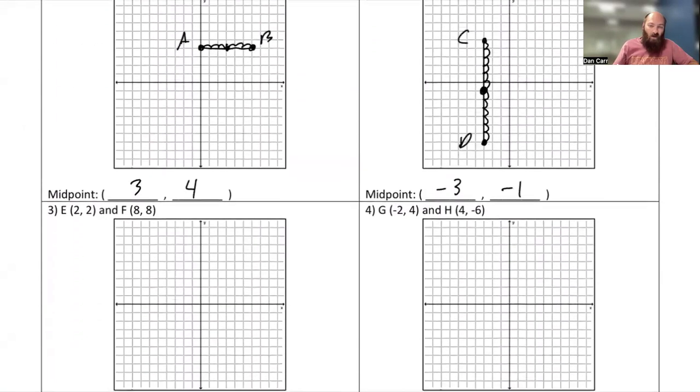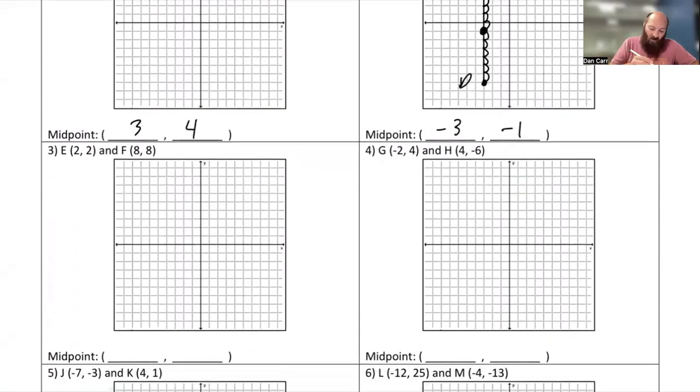Okay, let's try something that's not horizontal or vertical. So we have point E, which is at 2, 2, and then point F, which is 8, 8. Visually, this one looks like if I were to go up 3 and over 3, I think 3, that means that's the middle point. So if I do that, that is the point 5, 5.